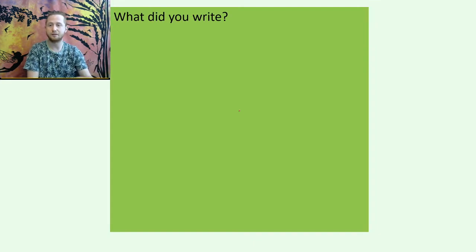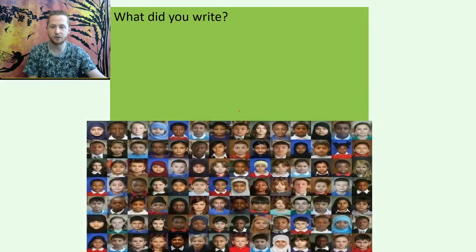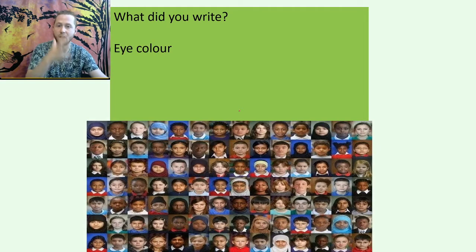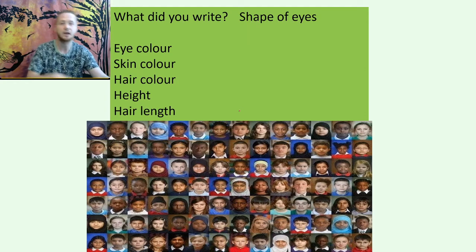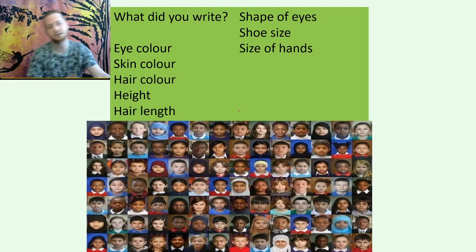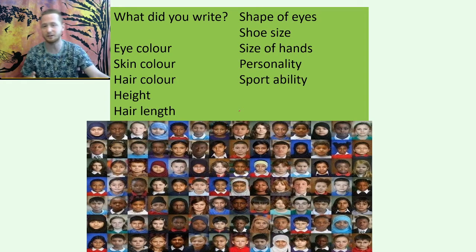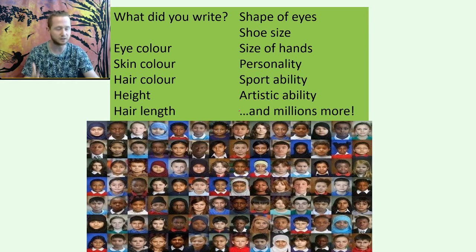For those that have written down a number of different differences, I'd be really interested to see what you have to say. Here are some things that I got. So I got this idea that they might be different in their eye colours, their skin colours, their hair colours, their height, their hair length, the shape of their eyes, their shoe size, the size of their hands, their personality could be different, how good they are at sports, how good they are at art, and millions more. And I do literally mean millions more.